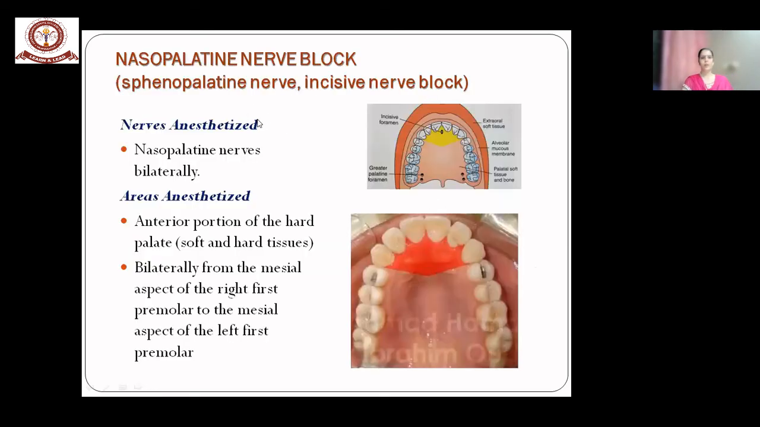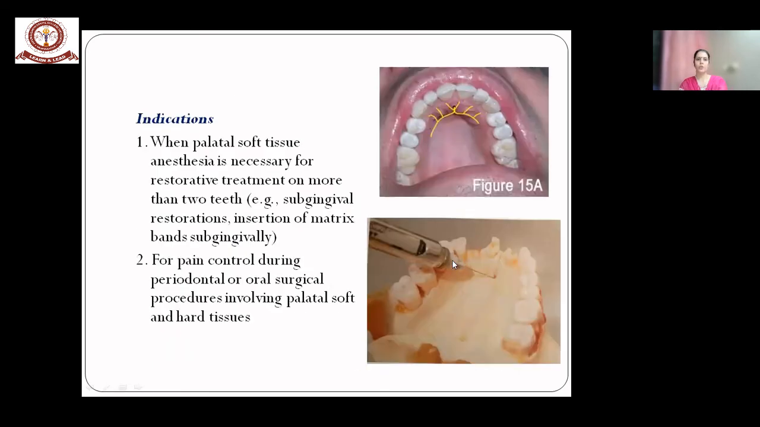Next is the nasopalatine nerve block. This is the last one of the anesthesia of the maxillary division. The nasopalatine nerve anesthesia effect is achieved on the soft tissues from the canine to the opposite side canine. That is the anterior portion of the hard palate, soft and hard tissues, bilaterally from the mesial aspect of the right first premolar to the mesial aspect of the left first premolar.